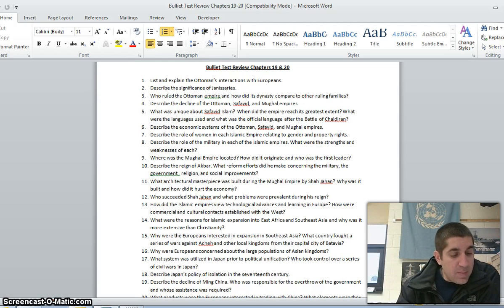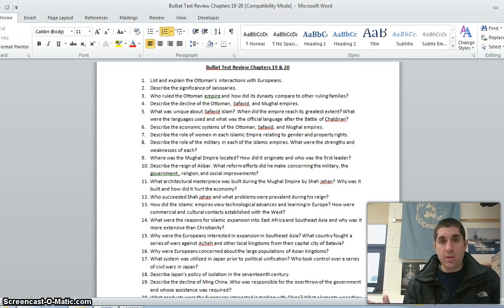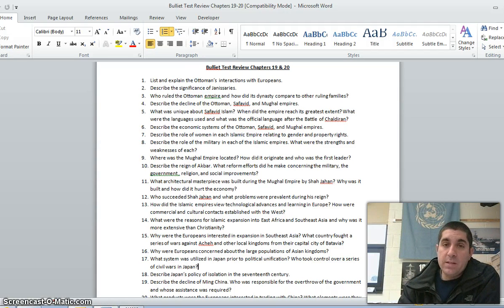Number 6, describe the economic system of the Ottoman, Safavid, and Mughal empires. The Ottomans benefited from non-Muslim trade. The Safavids did not really want to trade with minority groups. So you got to think, the Safavids are in between, the Ottomans are on one side and the Mughals are on the other, and so they have Muslims that they can trade with. Now, the people that control the trade in the Safavid weren't necessarily Muslims, but the empire itself was looking for trade partners. They weren't really interested in trading with minority groups.